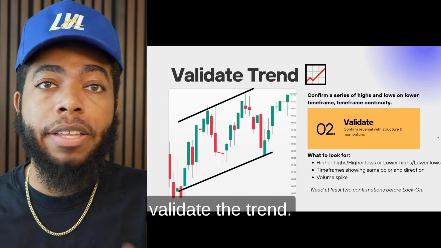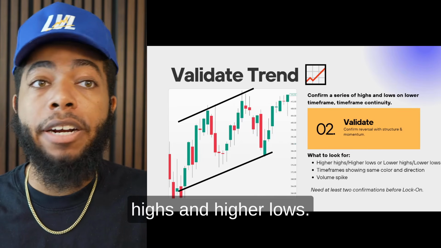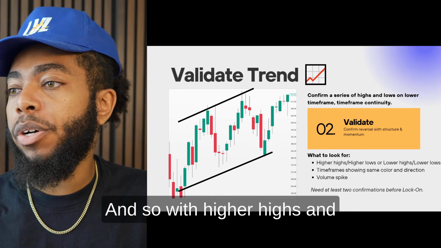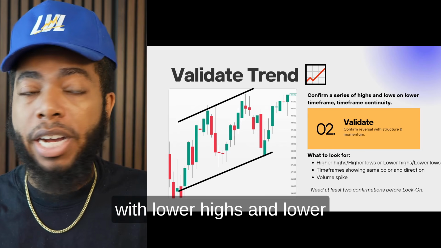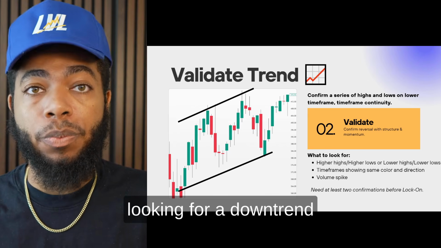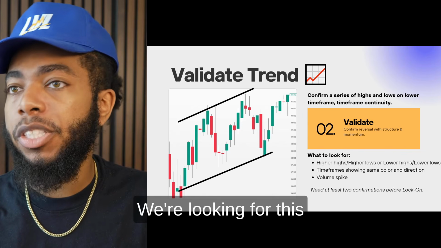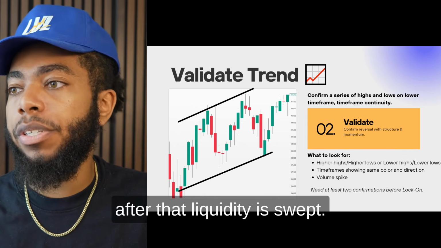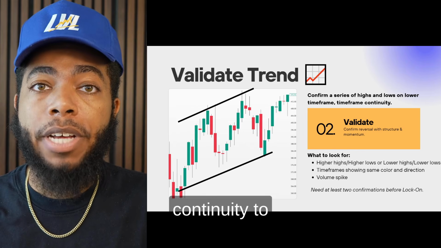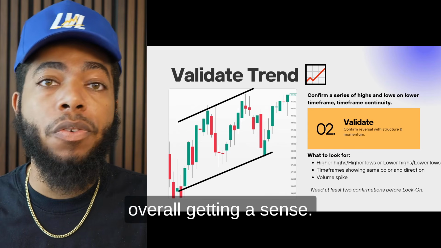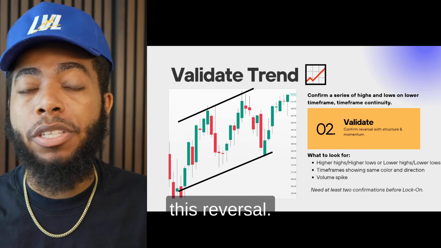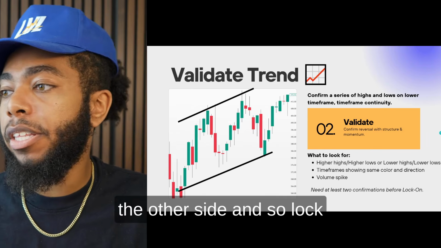After that, we validate the trend. We are looking for higher highs and higher lows. With higher highs and higher lows, that can be when we're validating an uptrend. With lower highs and lower lows, that can be where we're looking for a downtrend confirmation. We're looking for this after that liquidity is swept. We also use time frame continuity to confirm the trend. That is how we are getting a sense, okay, we are confirming this reversal. We're trying to go towards the other side.